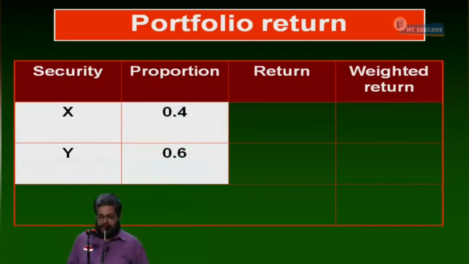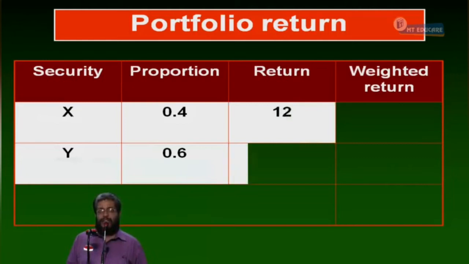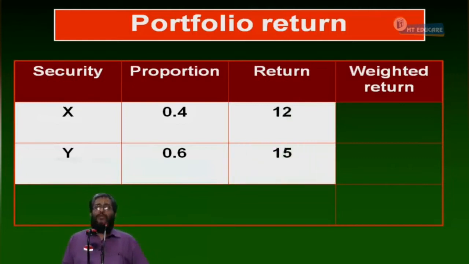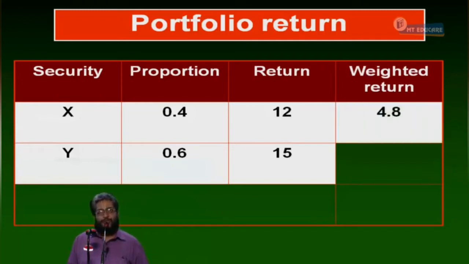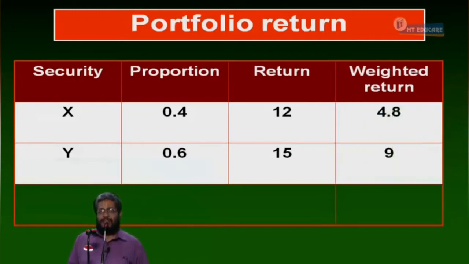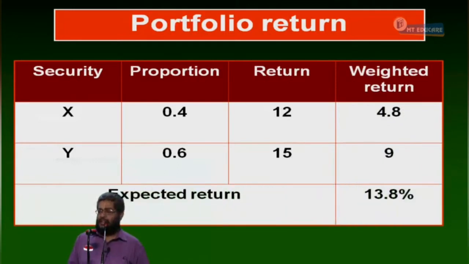What is the return of X? 12%. Return of Y is 15%. 40% of my money is earning 12%. 60% of my wealth is earning 15%. What is the weighted return? 0.4 into 12, 4.8. 0.6 into 15, 9. The total is 13.8%. If I invest in Y fully, I could have earned 15. Had I invested in X fully, I could have earned 12. But by investing in both in some proportion, the weighted average return I am earning is 13.8%. Can I proceed or not?